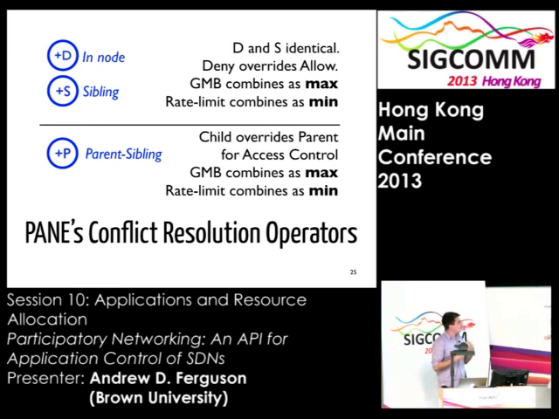In other cases, we need to decide a single outcome. So for example, Pane's +D and +S operators implement a basic security policy in which deny requests override allow requests. We also take the maximum of two conflicting bandwidth guarantees and the minimum of two conflicting rate limits. The specialization of the +P operator allows Pane to implement a child overrides parent model for access control.